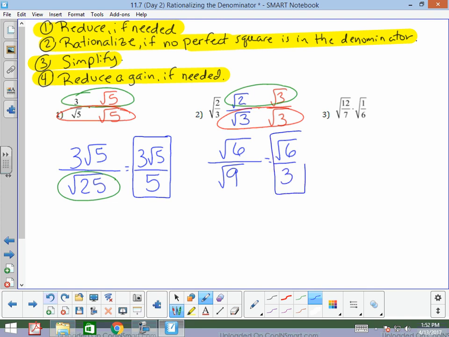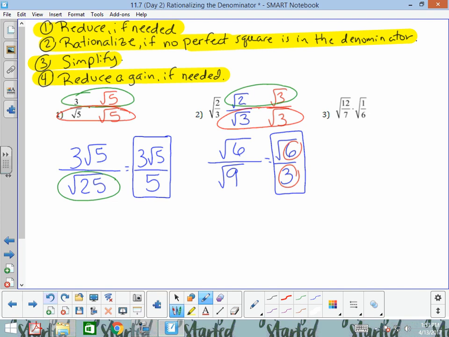So this is my simplified radical expression. Now again, this 6 and this 3 won't reduce each other because the 6 is underneath the radical. The 3 is no longer underneath the radical.